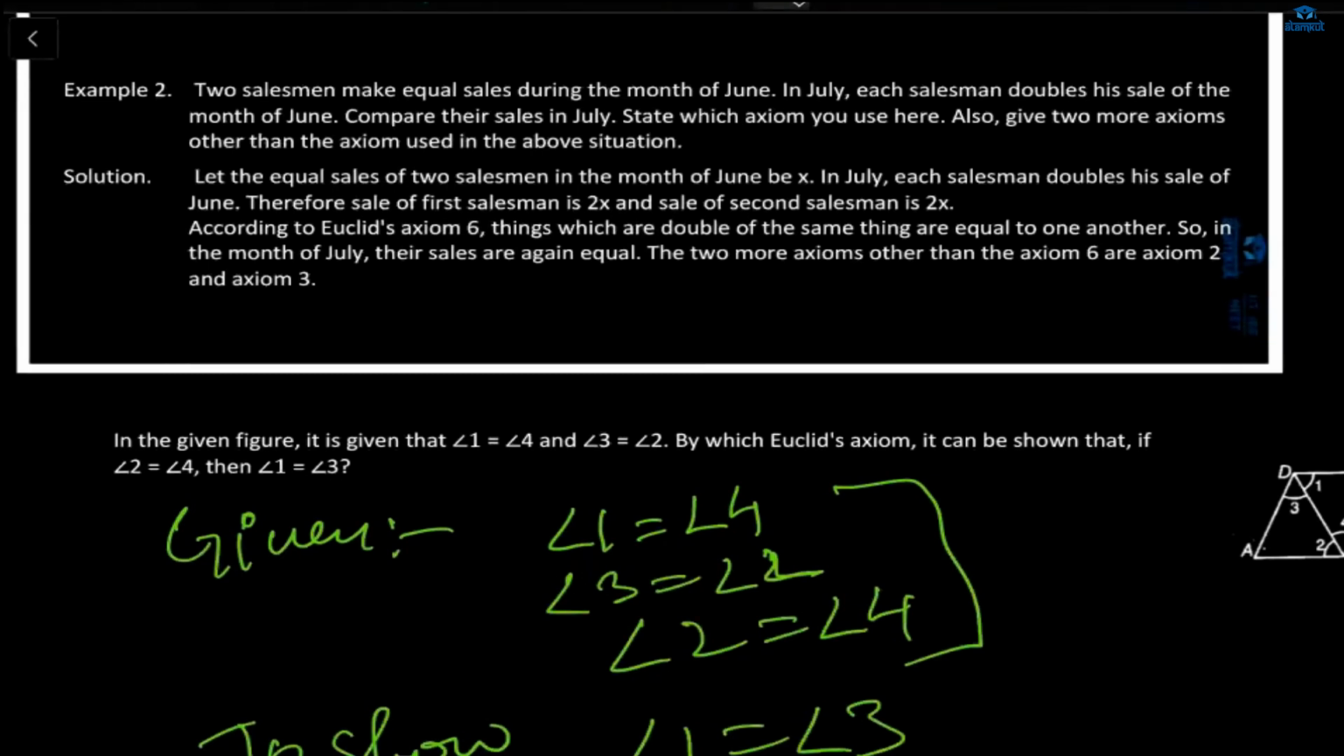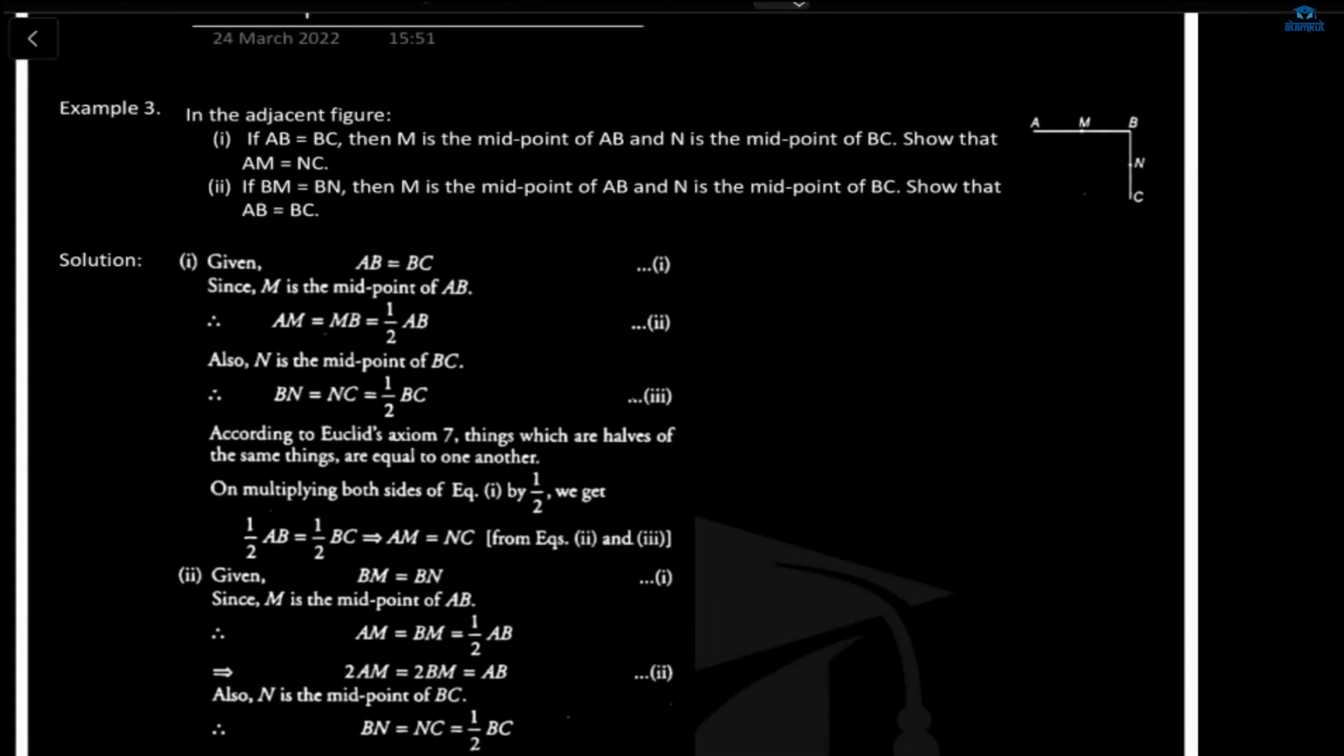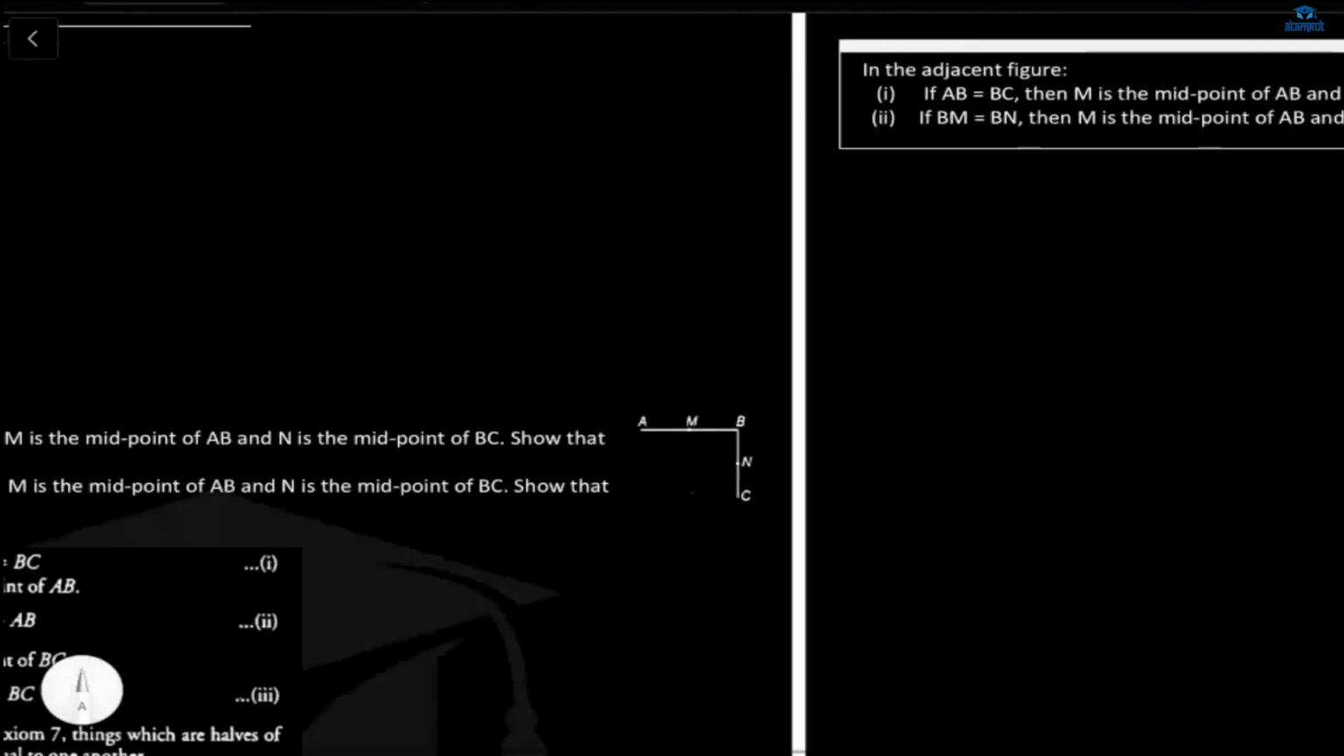Okay, that's it. Now if you see example number 3 here, in the adjacent figure, you can see a line here. Let me copy it. Now, what is the problem here?